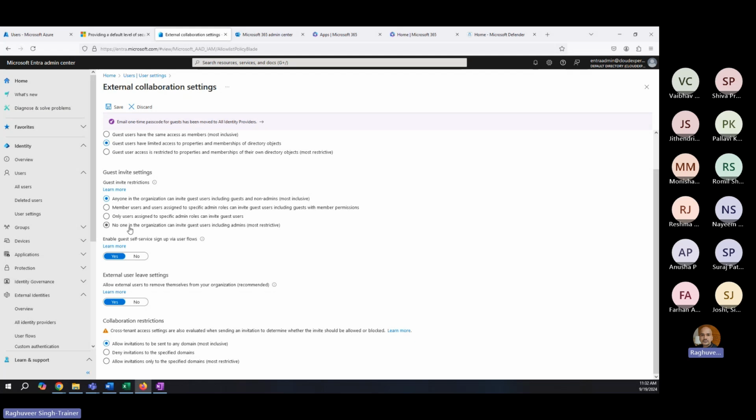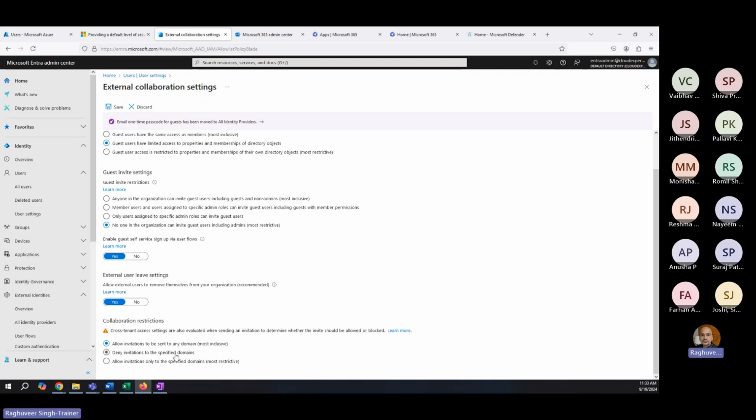So either you have this setting, which is nobody can invite guest users, which means you have just closed the door of networking and collaboration. So don't just close the door, but be careful with what settings you are configuring. For example, it says allow invitation to be sent to any domain, most inclusive. You can send invitation to any domain, to any user with any identity service provider.